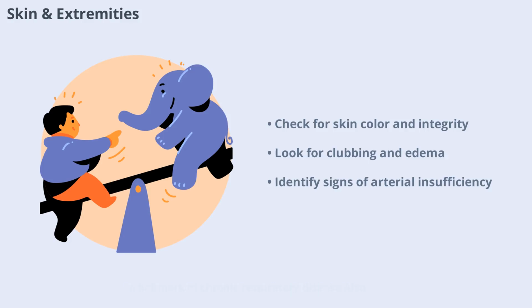Inspect the fingers and toes for digital clubbing, a hallmark of chronic respiratory disease. Also, assess for edema, swelling in the extremities, which can indicate heart or kidney issues. These peripheral signs often provide valuable information about underlying systemic problems, complementing your central observations.